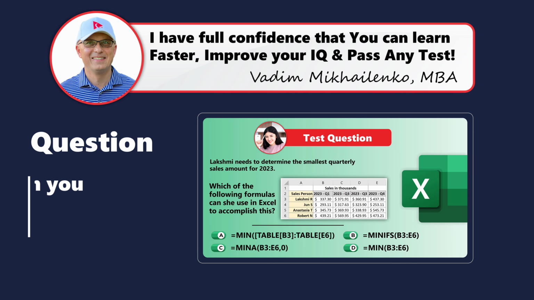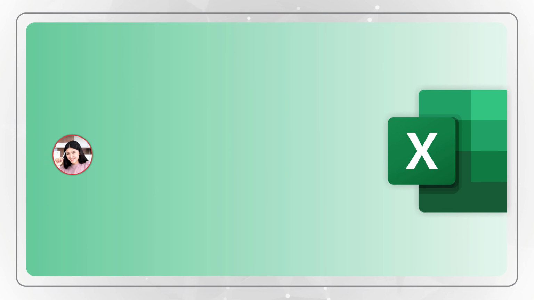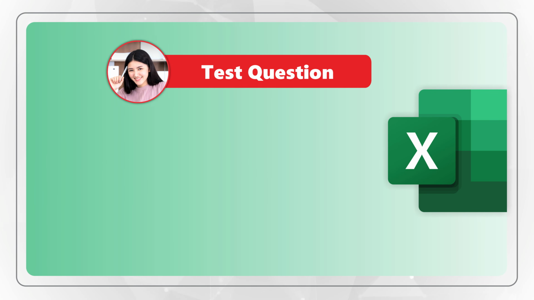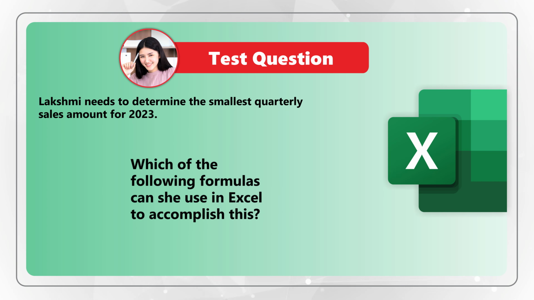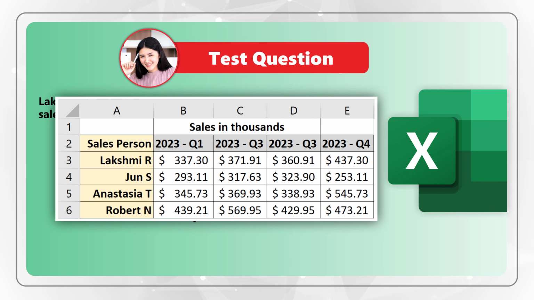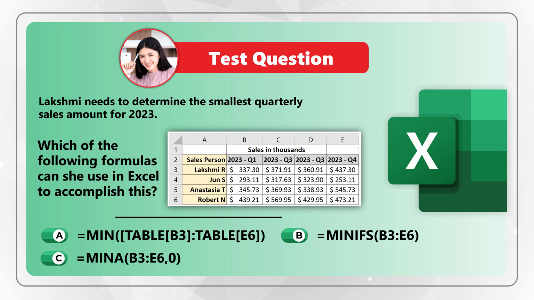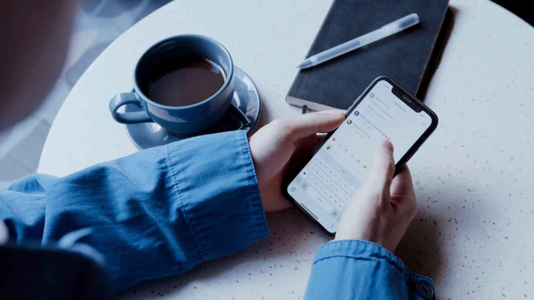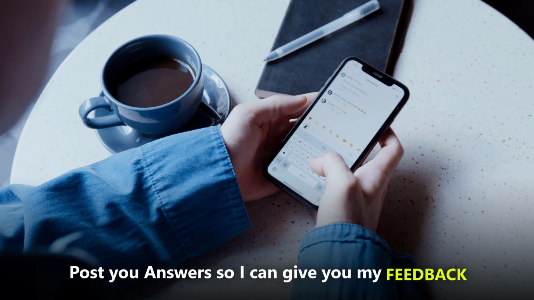I have a surprise for you, and my surprise is the practice question for you to solve. Lakshmi needs to determine the smallest quarterly sales amount for 2023. Which of the following formulas can she use in Excel to accomplish this? You're presented with the data set and 4 possible choices. Take a close look to see if you can select choice A, B, C, or D. And once ready, make sure to post your answer and solution in comments. This would allow me to give you my feedback. Thanks for participating and good luck solving the challenge.